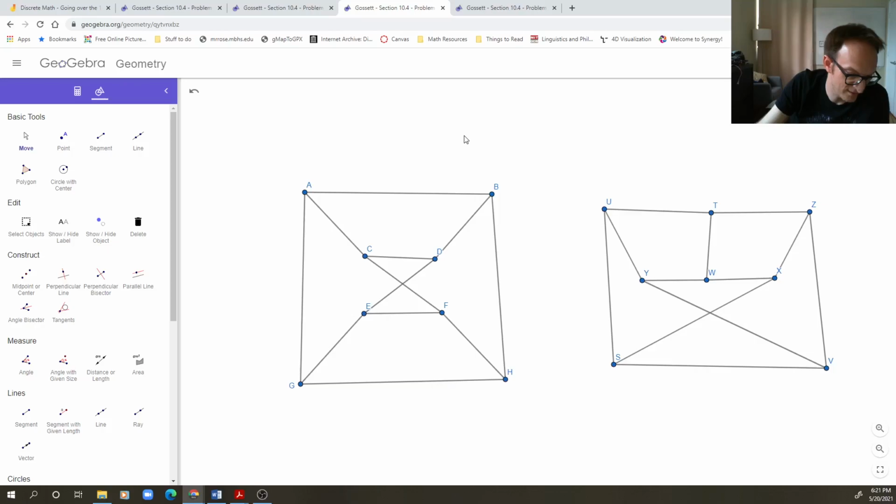I think the first five years I tried to teach this topic, I did it without any software and just tried to do it in my mind or something. I don't know. Here, let's see. I'm going to make one of these look like the other one. I very, very vaguely recall that these two graphs are isomorphic.